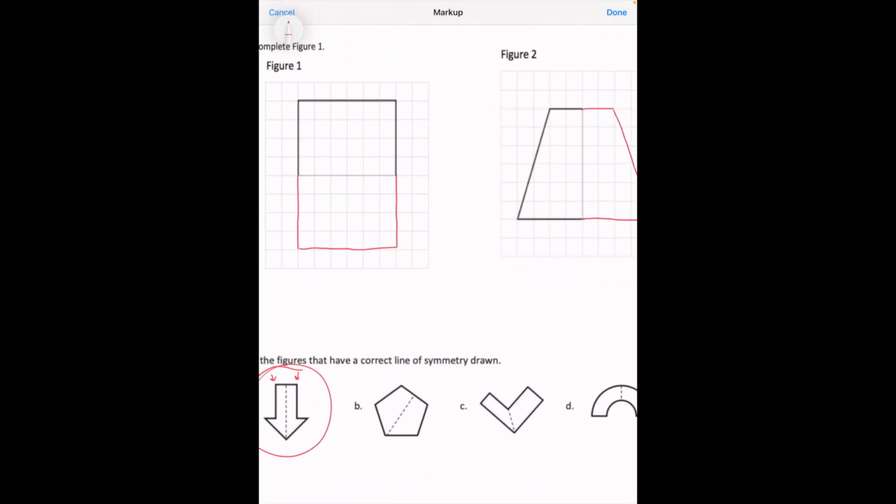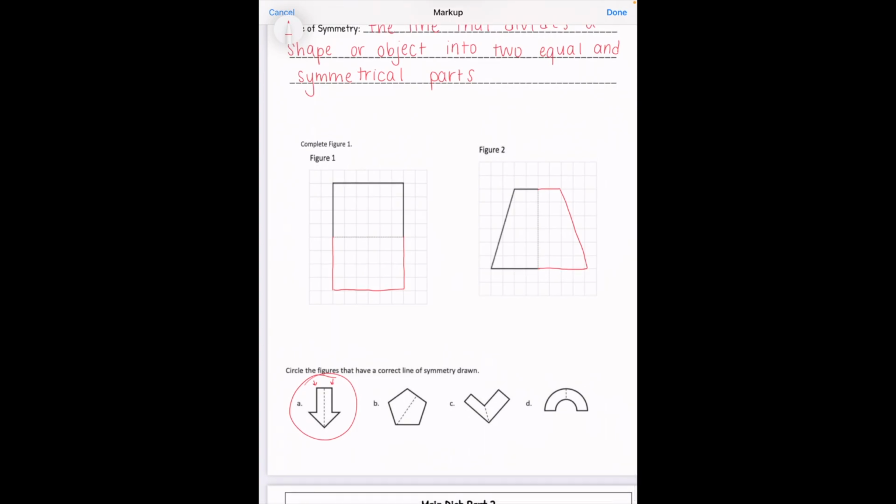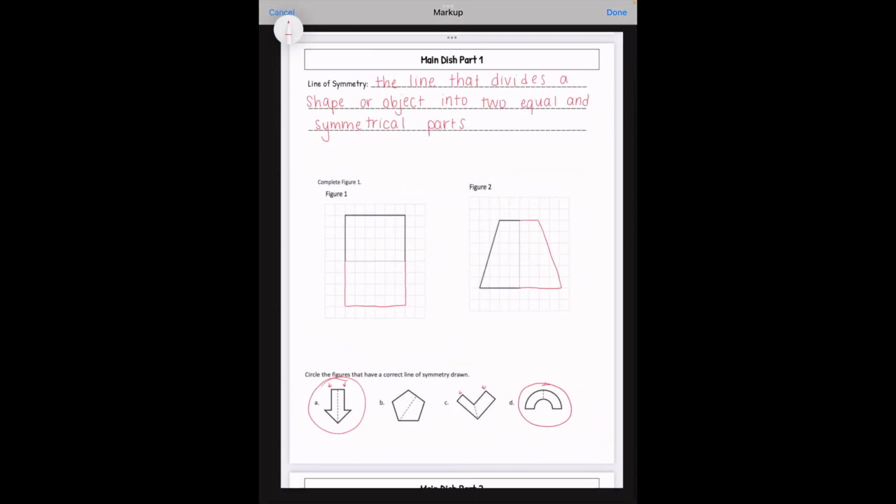Now this shape here, it looks like the line is just slightly off of the middle point. So I'm actually not going to circle this one. This one here, if I was to fold this over, this piece is thinner than this side over here, so they would not be equal. So I'm not going to circle this one. And then D, if I was to fold this, it looks like a macaroni noodle on top of each other. This would be symmetrical, so we're going to circle this one.